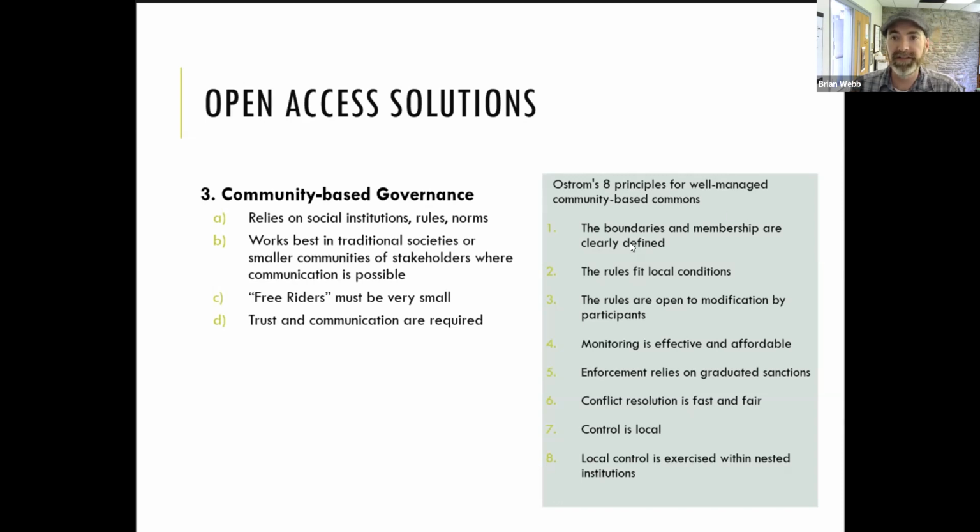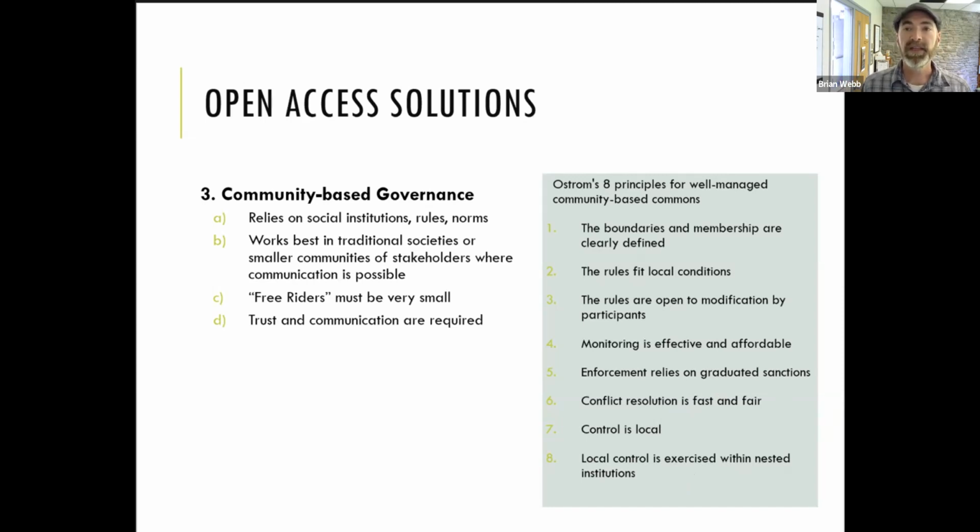Boundaries are clearly defined. The rules fit the local conditions, they make sense. Participants have a say. They're able to work together about what the rules should be. Control is local. Everything should be fair, and there should be significant trust and communication between the users of that resource, and then it can effectively work out. But again, community-based governance really only works in smaller scale situations because you have to have that trust and that communication to be able to work.